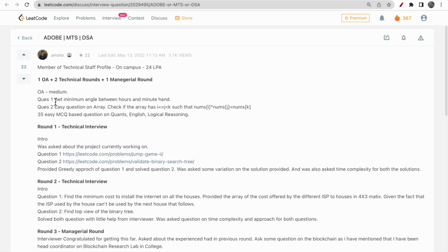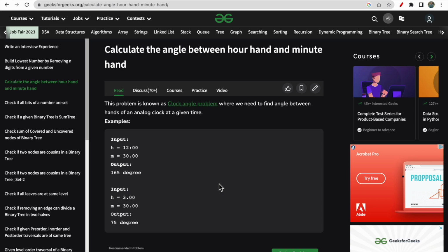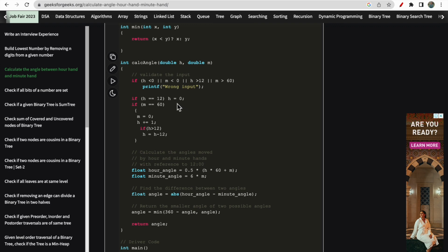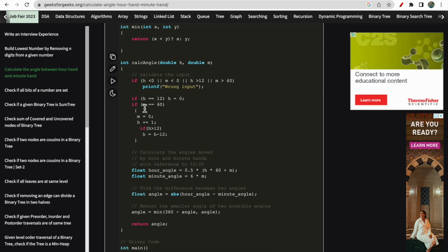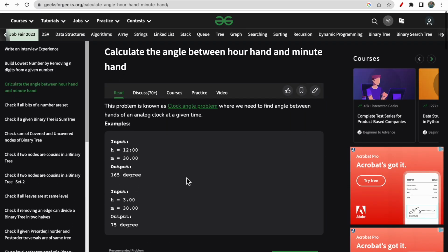The first question that was asked in the OA says: get the minimum angle between the hour and minute hand. This is not that difficult a question. It only includes some basic calculation. I have found this GFG article that does the same thing, calculating the angle between the hour hand and minute hand. There is no complex logic here, only simple calculation based on the hour and current minute. So go through this article.